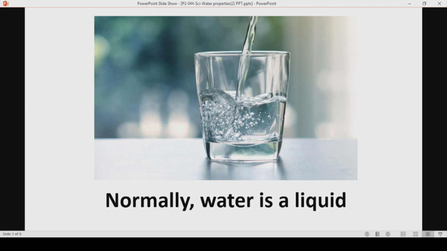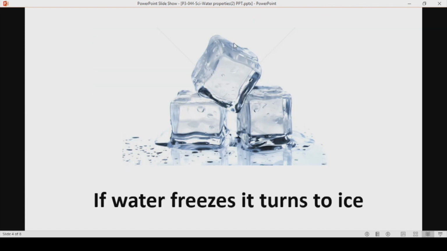What shape is the water? Shapeless. But what's happening now? The water is being poured into a round glass. So the water will be a circle. But water itself is shapeless. If water freezes, it turns to ice.